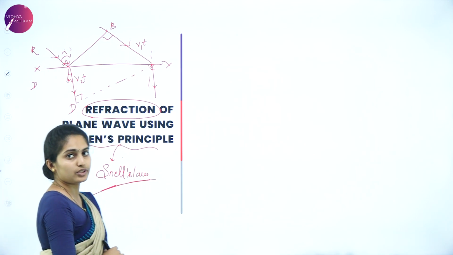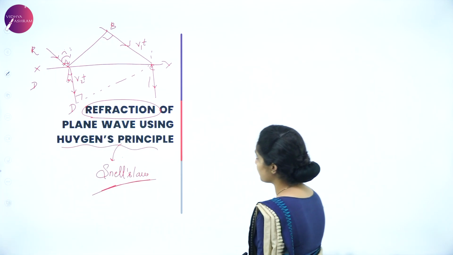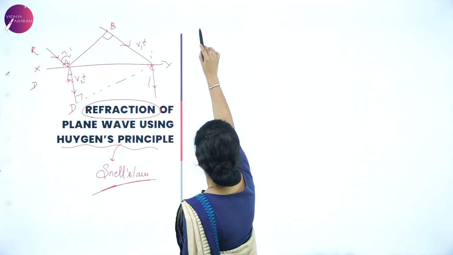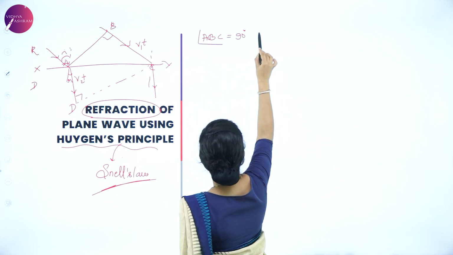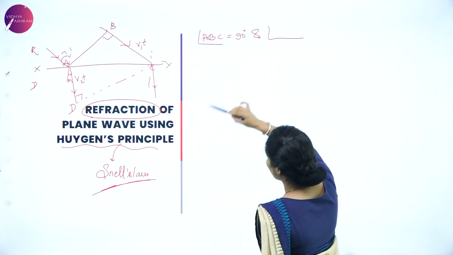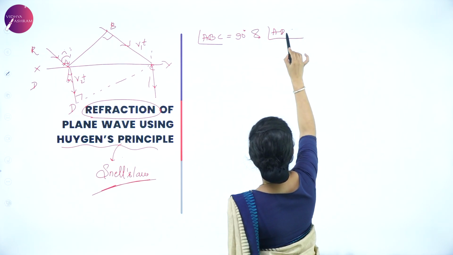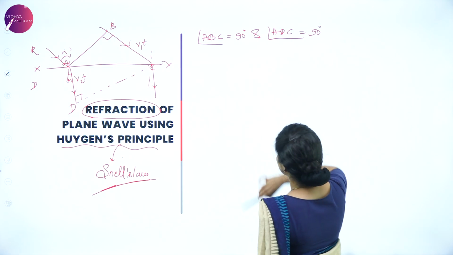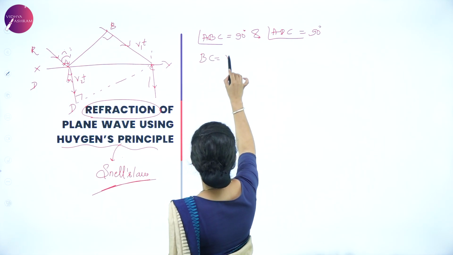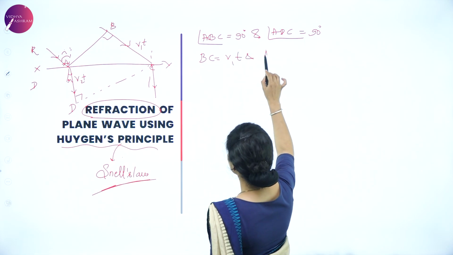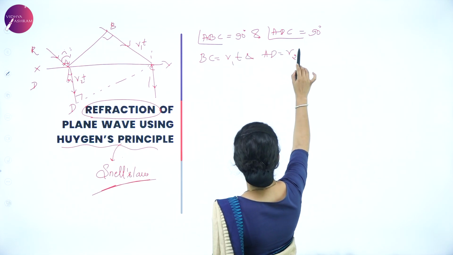So let us just go into this. The second law, proving the second law of refraction. Now we have angle ABC equal to 90 degrees. Similarly, angle ADC is also 90 degrees, and we have the distance BC given as V1t, and AD equal to V2t.